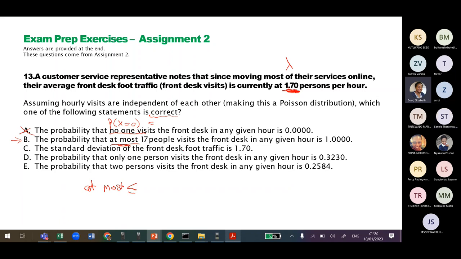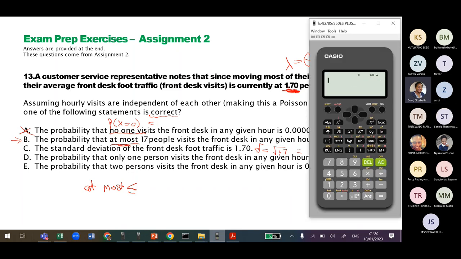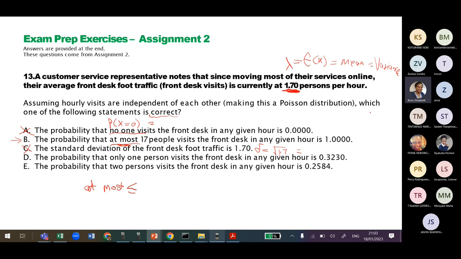What is the standard deviation of the front desk? What we know is this is the expected value, and it is also called the mean, and lambda is also called the variance. So what is the standard deviation? The standard deviation is the square root of the variance, so the square root of the variance is 1.3. Therefore, C is incorrect. We're looking for the correct answer.